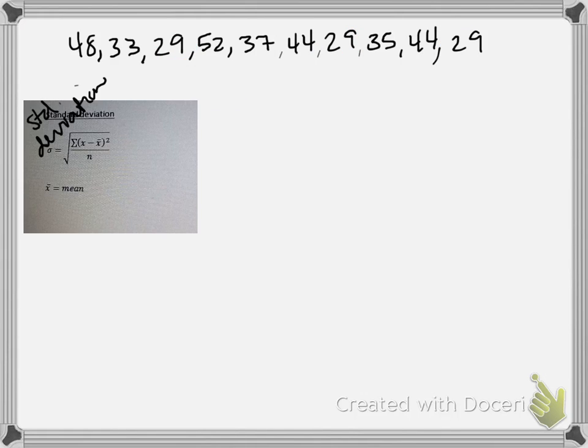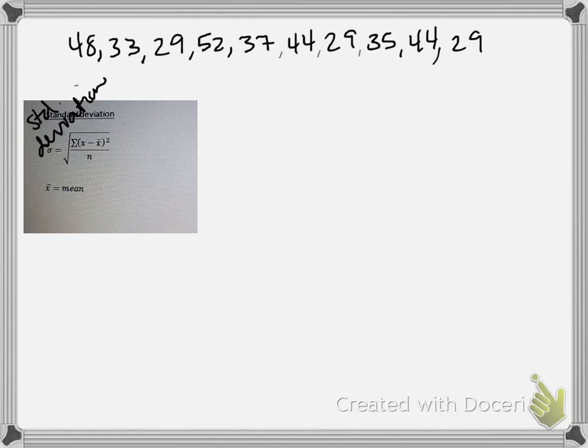So I just copied this formula from our formula sheet. It says the standard deviation is the square root of the sum of each term minus the mean, squared, all over the number of numbers. Oh, that's a lot. So let's break this down.